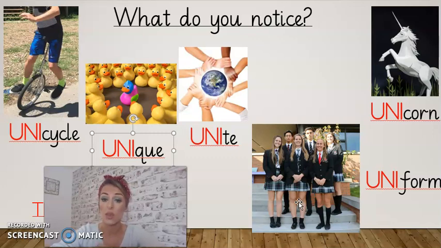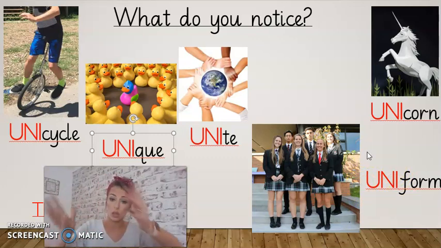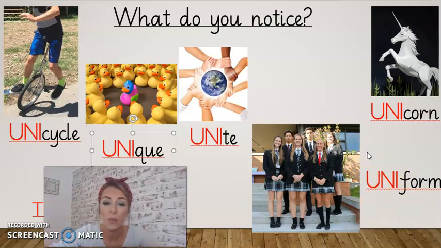So I'm hoping that what you've noticed is that all of these words and all of these pictures have got something to do with the number 1, okay? Because the unicycle has got one wheel. If you are unique, there's only one person like you. If you unite, that means you all work together as one group. Well, a unicorn only has one horn, so that's how that links to the number 1. And a uniform, well, everyone has one outfit. They look like one group of people. So that's the link there. So the uni means 1.